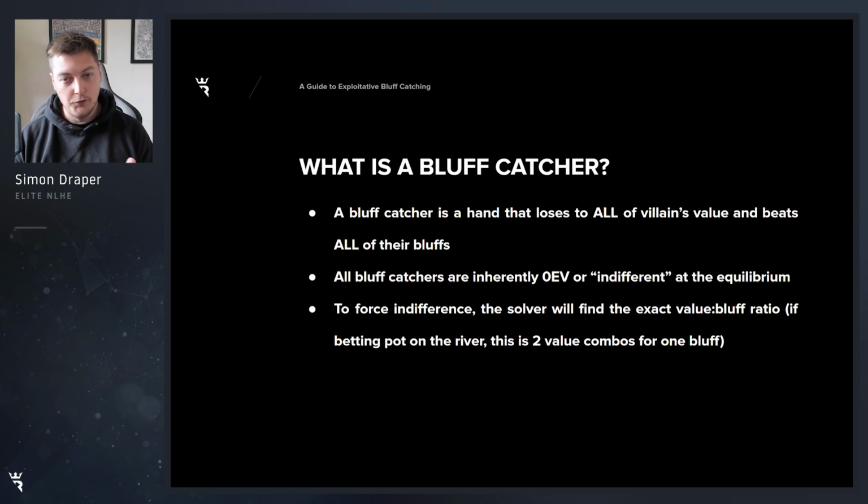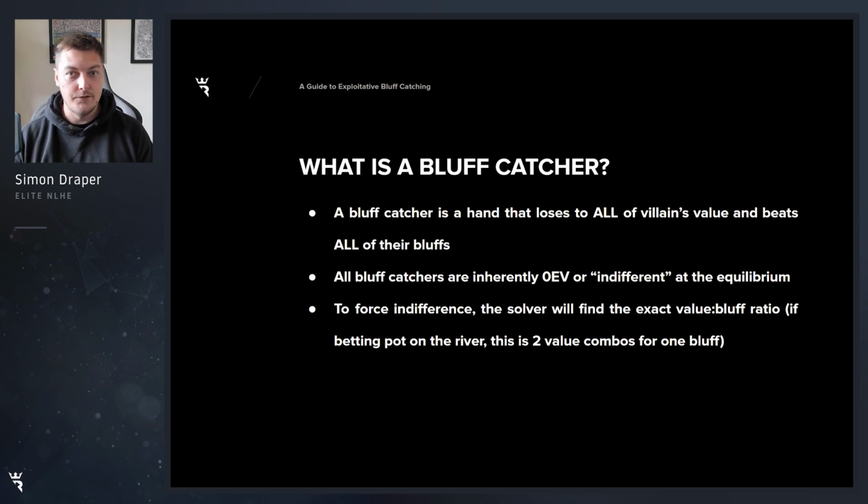Now, super simple, what is a bluff catcher? A bluff catcher is, of course, a hand that loses to all of villain's value and beats all of their bluffs. All bluff catchers are inherently zero EV or indifferent at the equilibrium. Okay, so all of our bluff catchers, if we were playing the solver, will make zero money, give or take.